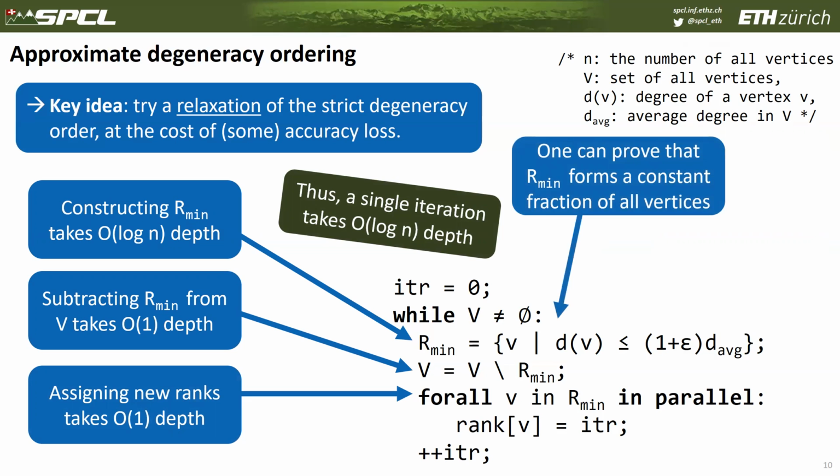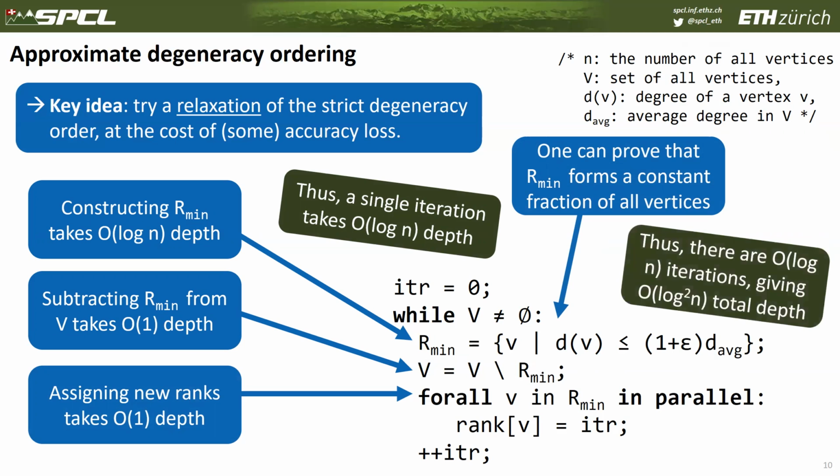Then we can also prove that by using this condition for constructing R min based on grabbing this set of vertices with these degrees guided by the 1 plus epsilon factor and the average degree, this R min will form a constant fraction of all the vertices in V. And this fact can be used to prove the fact that there are O(log n) iterations in total, giving the final log squared n depth.